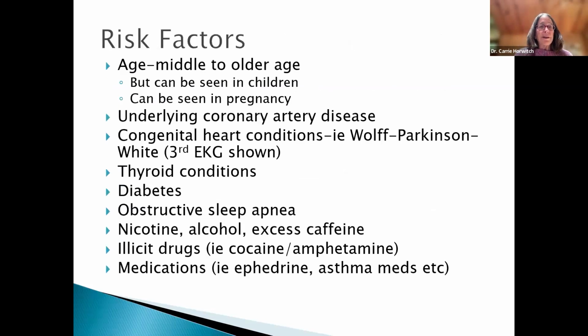Risk factors, again, for SVTs: age, underlying coronary artery disease, congenital conditions, thyroid, diabetes, sleep apnea. So again, the list for many of these is fairly long. And so making sure you're looking for some of these anyways is really important, that we don't miss anything.